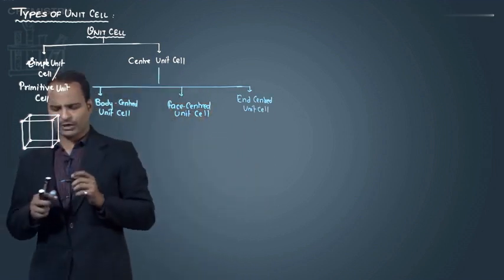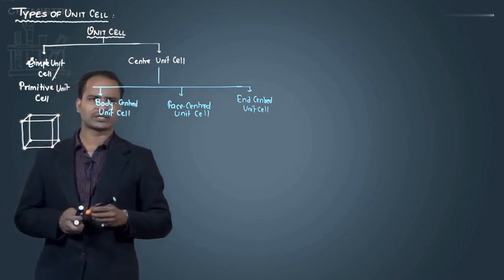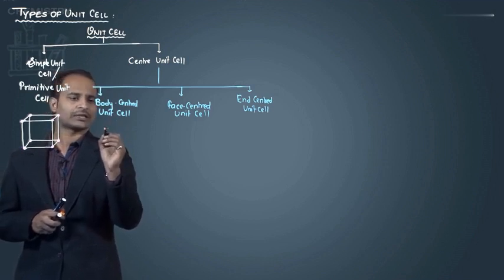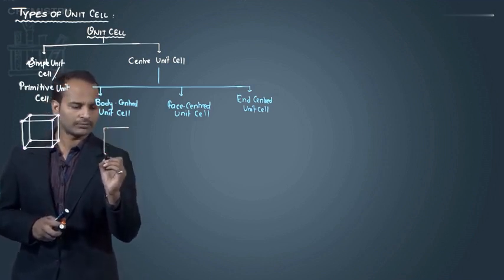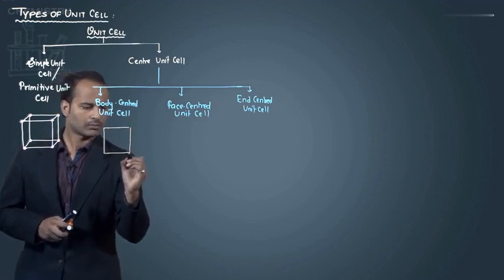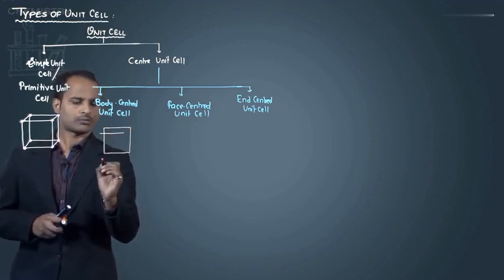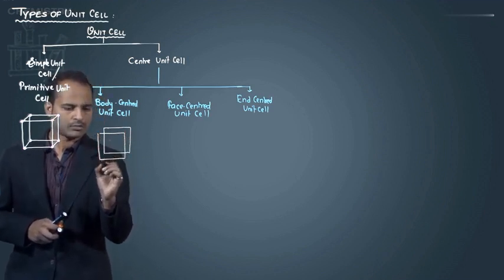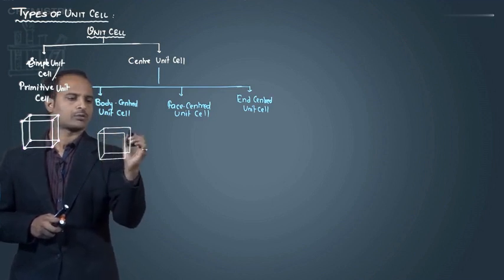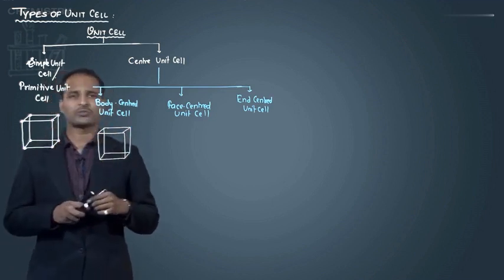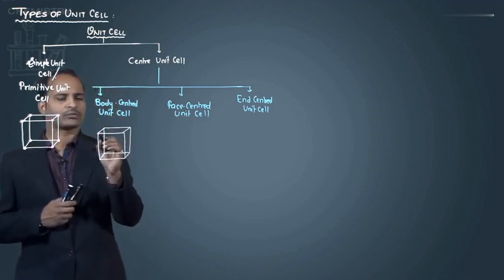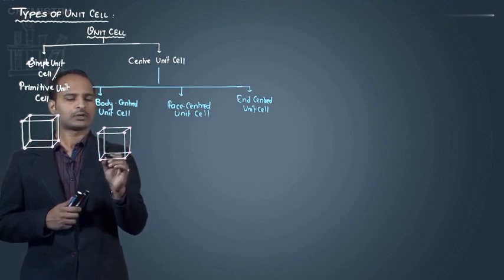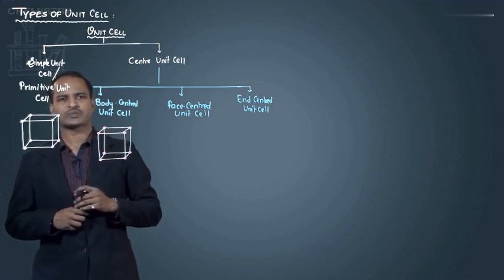Body centered unit cell. What happens in the case of this body centered unit cell? The body centered unit cell is the one where the particles are present on the corners. As I said, in all the cases the particles are present on the corners. In the case of body centered, the particles are present on the 8 corners of the unit cell, as well as there is one particle which is present somewhere else also.